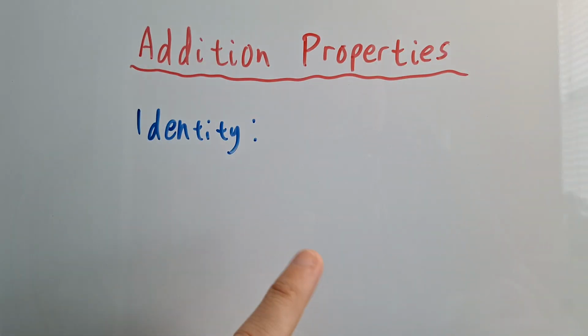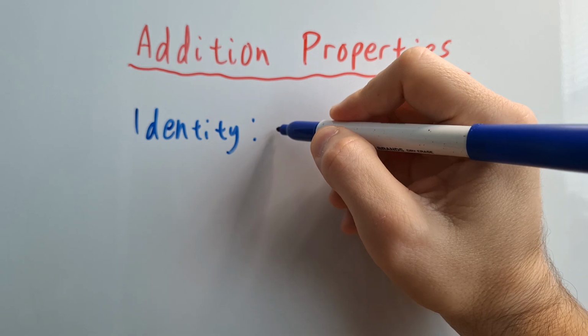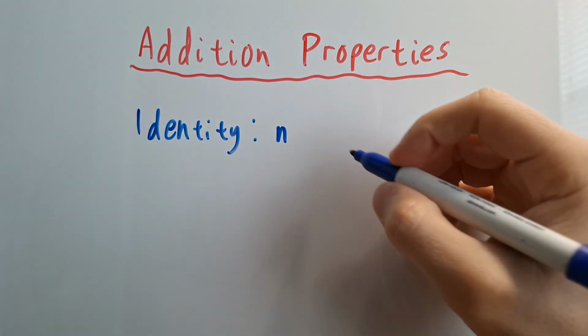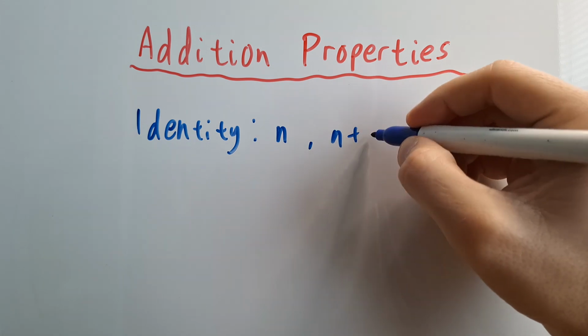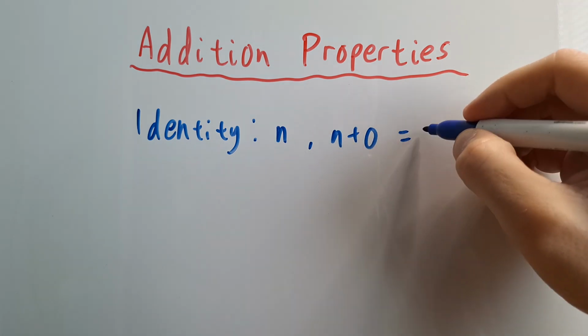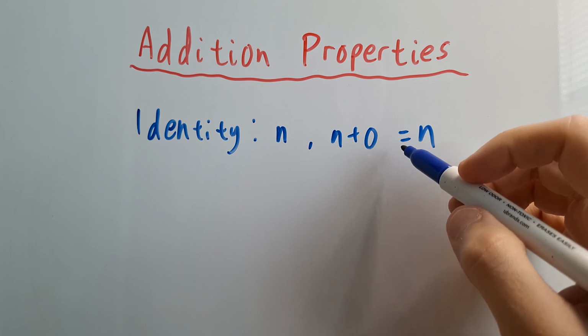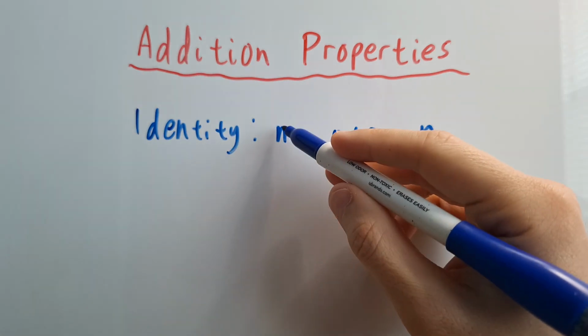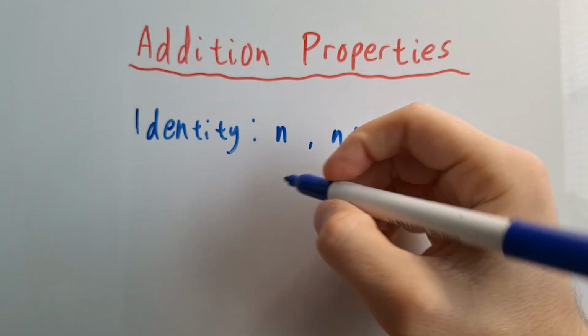And it states the following. For every real number, let's call that number n, for every real number n plus 0 is equal to n. And in short, what this property is saying is if you have any random number and you add 0, you get that same number.